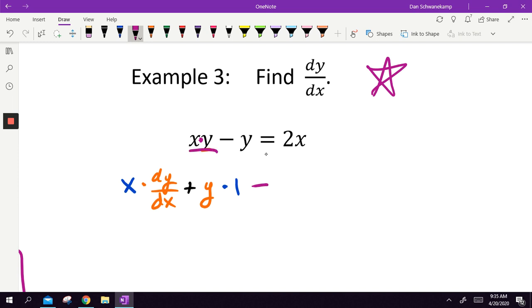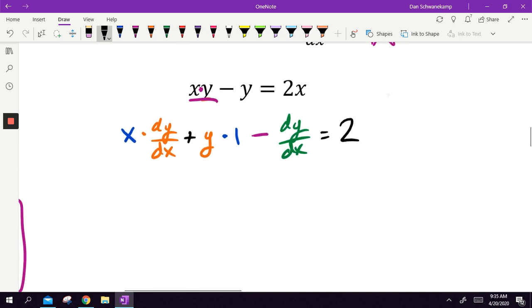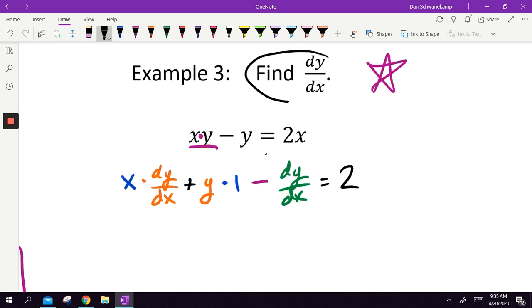So we did this part. Boom, done with that. First times the derivative of the second plus second times the derivative of the first. Now I'm taking the derivative of y. Well, what's the derivative of y? The derivative of y is dy over dx. And that thing is going to be all equal to 2. Boom, there's my setup. And now my ultimate goal is to get dy/dx by itself.